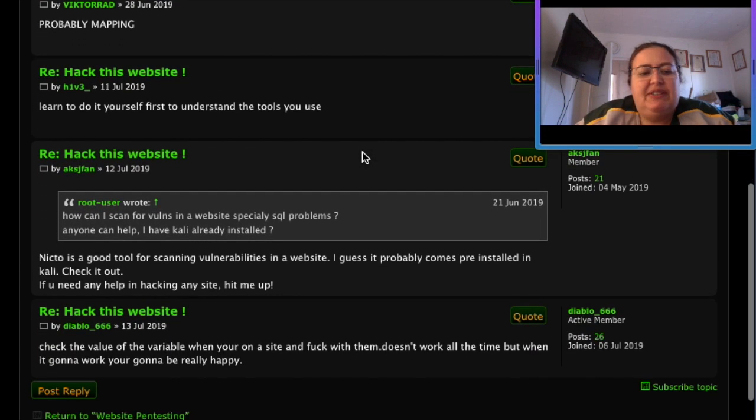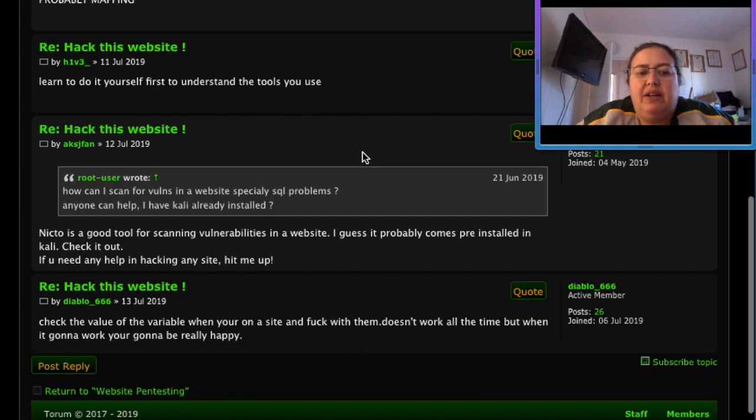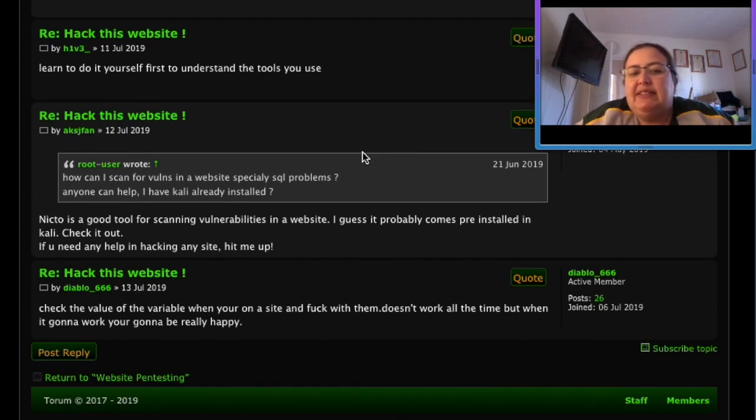So this is going into different detail. It says learn to do it yourself. First to understand tools you use. How can I scan for vulnerabilities in a website, especially SQL problems? Anyone can help. I have Kali already installed. If you don't know what Kali is, it is a hacking tool. It's for people who are trying to learn how to hack.